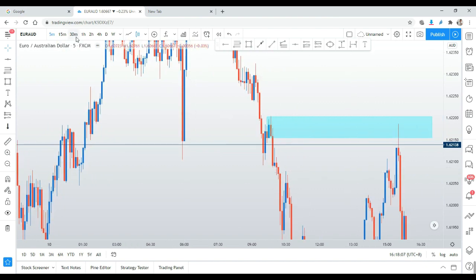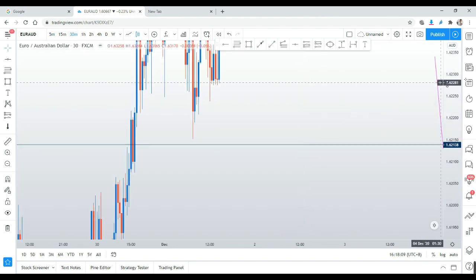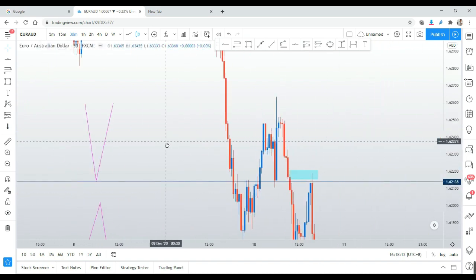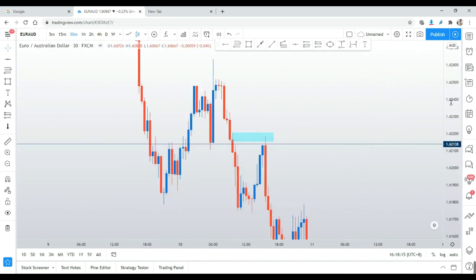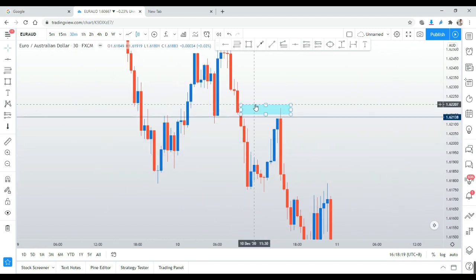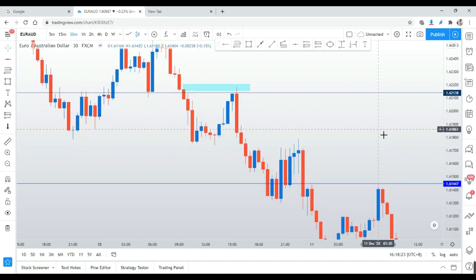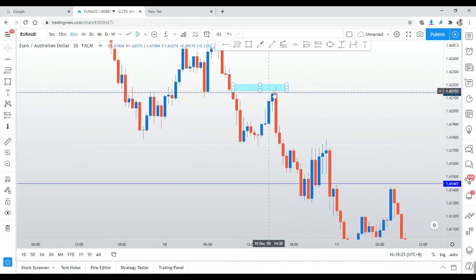So eventually, let's switch it back to the 30 minutes over here. If you can see it properly, the price came to this king and then dropped significantly, right? So this is a good trade. This is an excellent trend continuous trade.